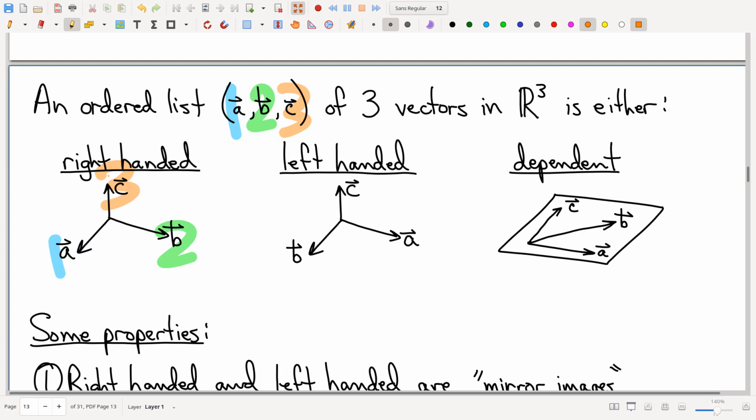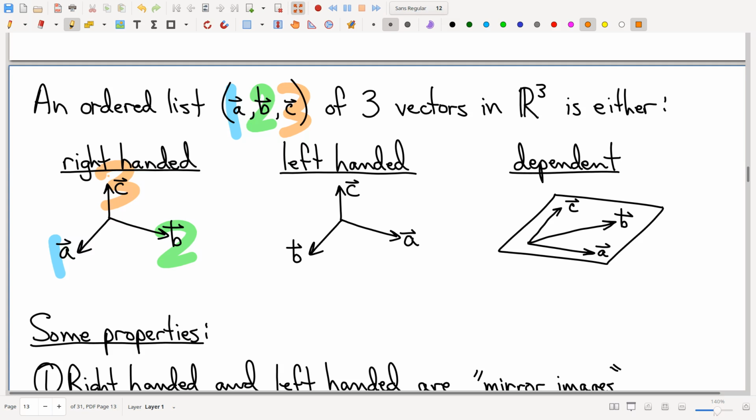Okay. Now here's the thing. These first 2 vectors, A and B, define a plane. The thumb of your right hand points on one side of that plane. In this case, given this plane, there's what you might call the above side and the below side. But in particular, whichever side your thumb points on, if the third vector points on the same side of the plane as your thumb, then we call that a right-handed order, or right-handed list. That make sense?